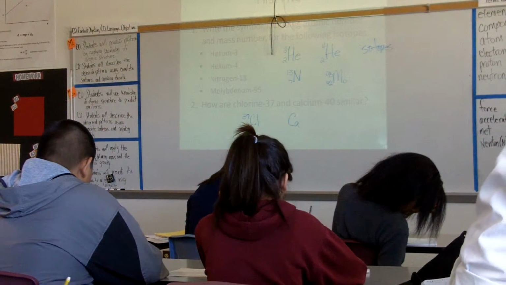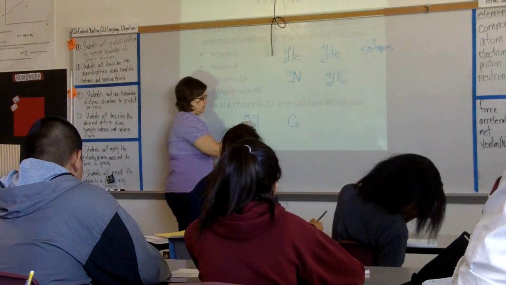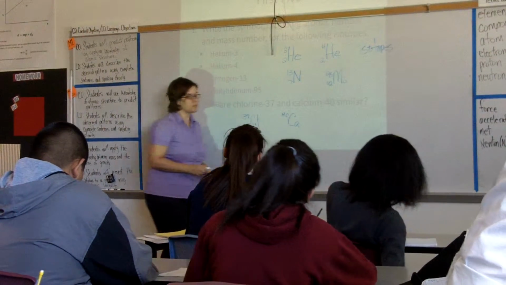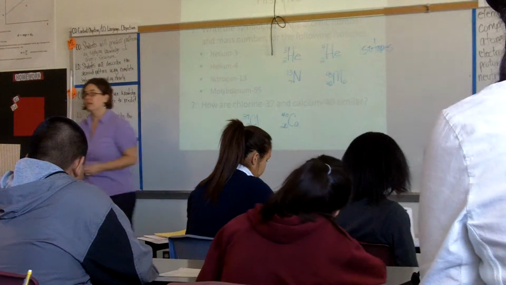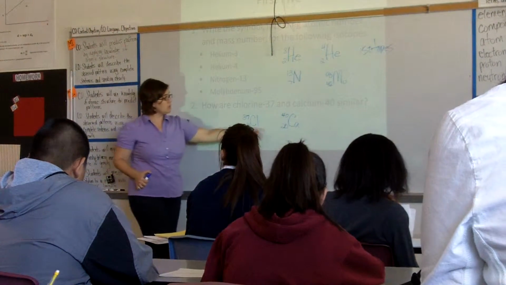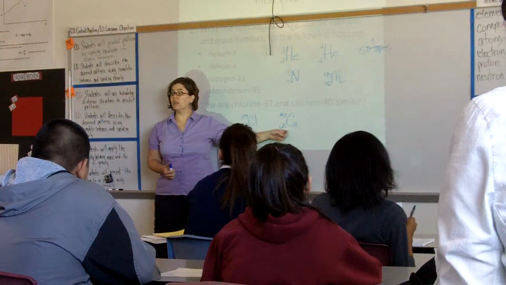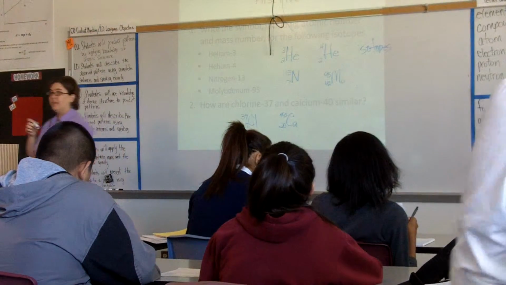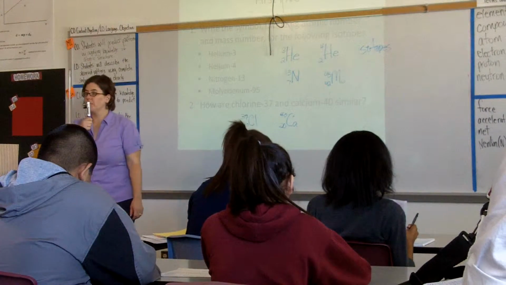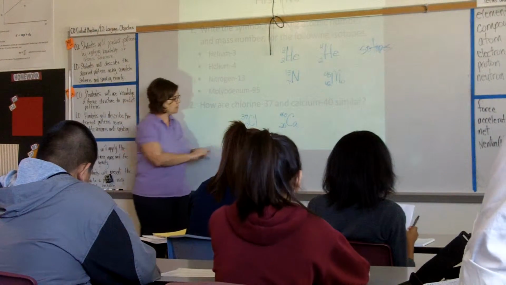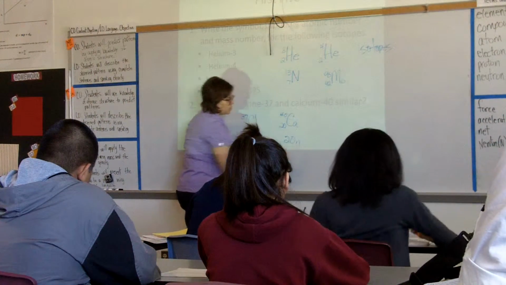Chlorine 37, how many protons in chlorine? What's the proton number? 17. Calcium 40, what is the proton number? 20. Well, they're both neutral, which would mean chlorine is going to have 17 electrons and calcium is 20 electrons. But what is the same? The other thing that we can find. The number of neutrons. Okay, and how do we know? By subtracting. When we subtract here, we see that we have 20 neutrons and 20 neutrons.